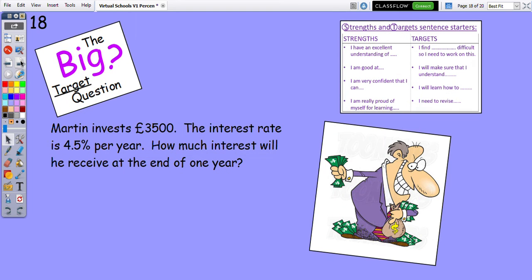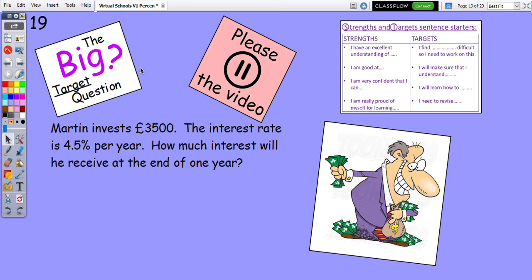Now, just to finish off, we've got the big target question. Okay, and this is our target for today's lesson. If we can answer this question, then we're doing all right. Okay, we've sort of got what it is we're meant to be getting. Now, Martin invests £3,500. The interest rate is 4.5% per year. How much interest will he receive at the end of 1 year? Okay, so essentially what I'd like you to do is find 4.5% of 3,500. Pause the video and give it a go.